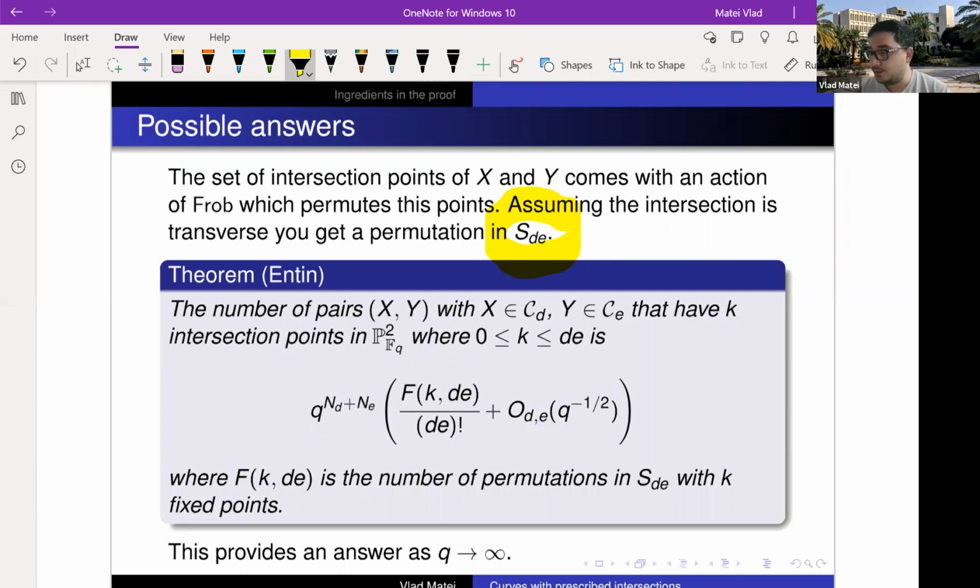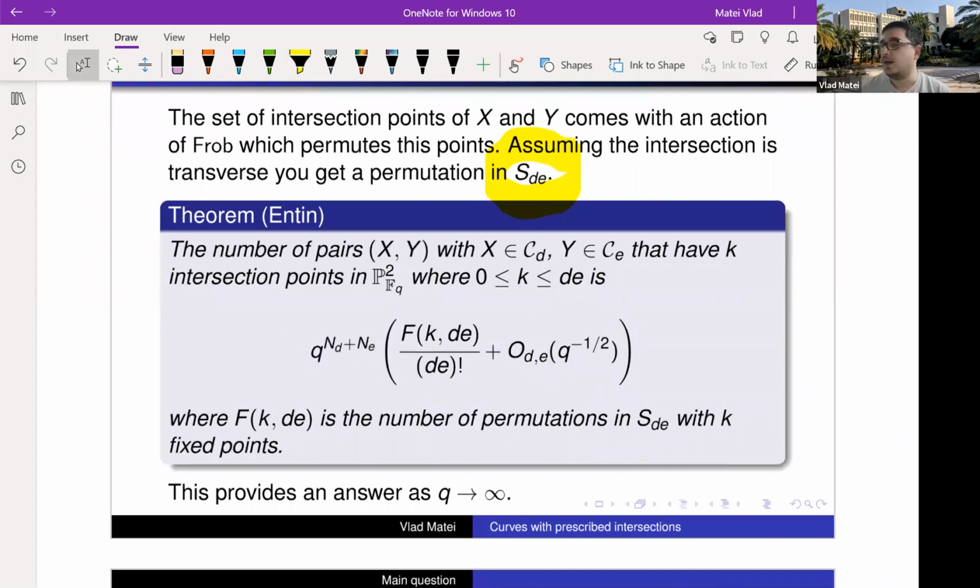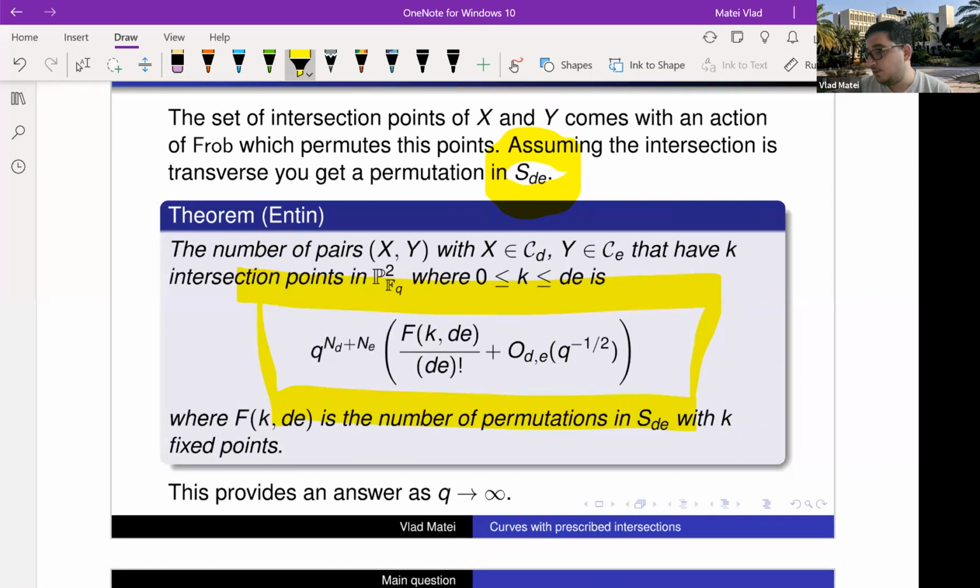And as a consequence, if you apply Chebotarev, you get this count here. So you get that your guess was right. So this justifies that your guess, that you would get permutations that have k fixed points, is right in this case. And you get some error term, which, be careful, depends both on D and E, and it's some small savings.